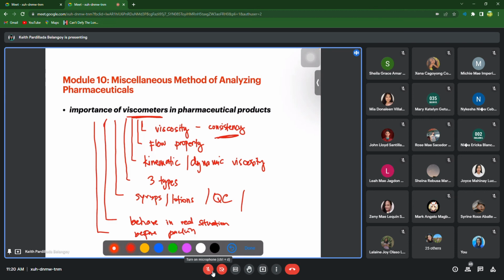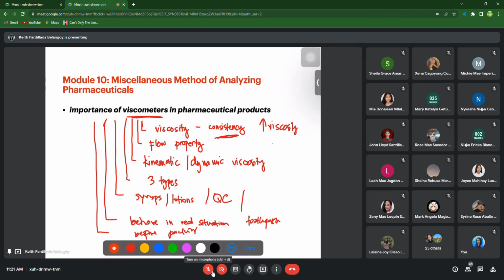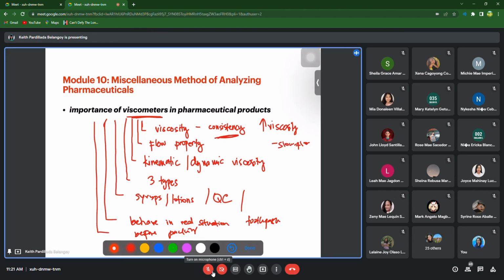Very good. So, thank you for your example of toothpaste. It's very hard to squeeze if it is too viscous, or if it is not viscous enough it is too runny. So, I'm just checking, if it has a high viscosity, what happens to the flow? Is it fast or slow? Slow. Because viscosity is high. If viscosity is low, the flow is fast, right?